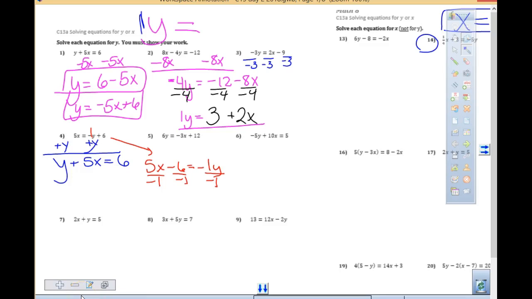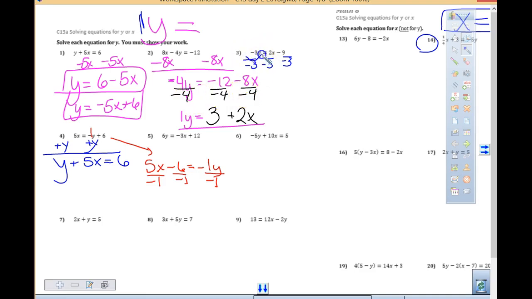We want y. So when we did questions 1 and 2 in class, and then number 3 in class, the first one only had one step. You had to subtract negative 5x. Number 2 is a two-step equation. To get that negative 4y by itself, you subtracted 8x. Then you divided everything by negative 4.